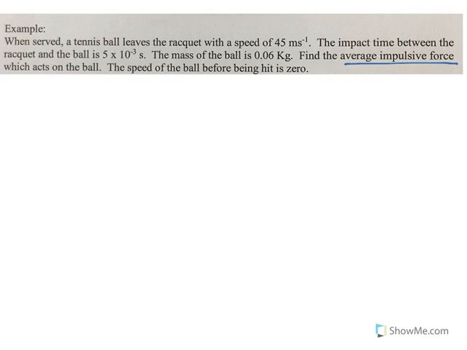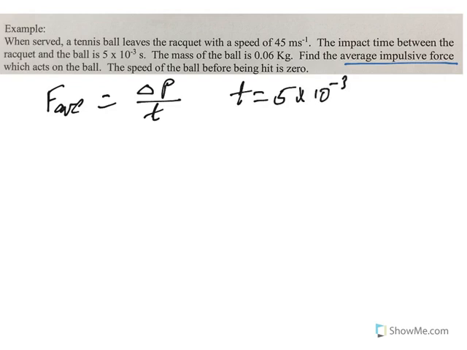Alright, so what do we know? Well, what we know from before is that our average impulsive force is the change in momentum over the time. Now, in the information up here, we've got the time. The time is 5 by 10 to the minus 3 seconds. So it'd be good to have the change in momentum. All right, so we've got a couple other bits of information. Speed before being hit is 0, and it leaves the racket at 45 metres per second.